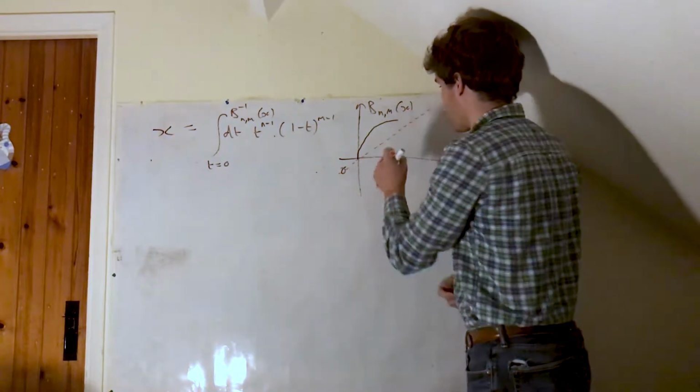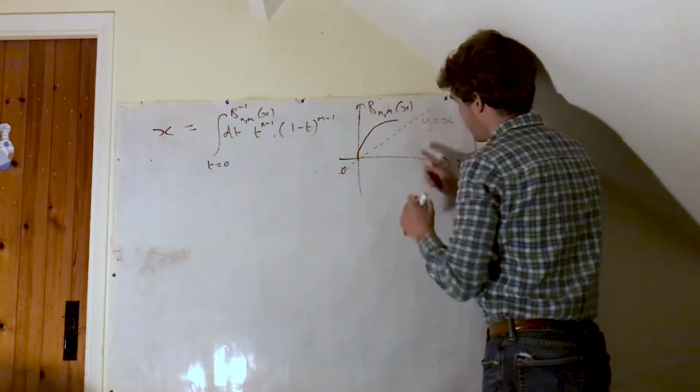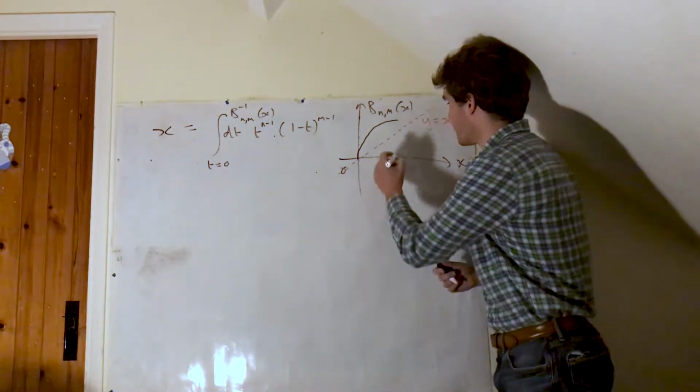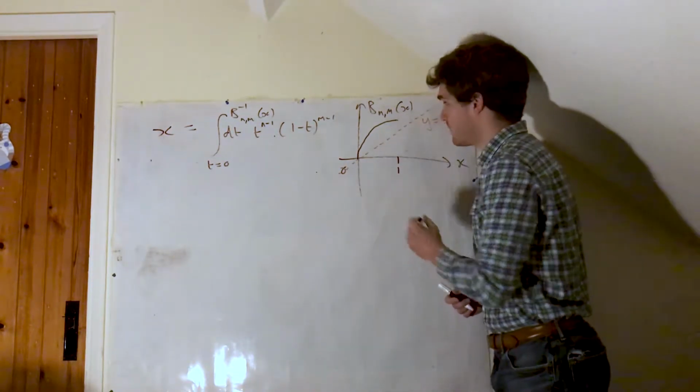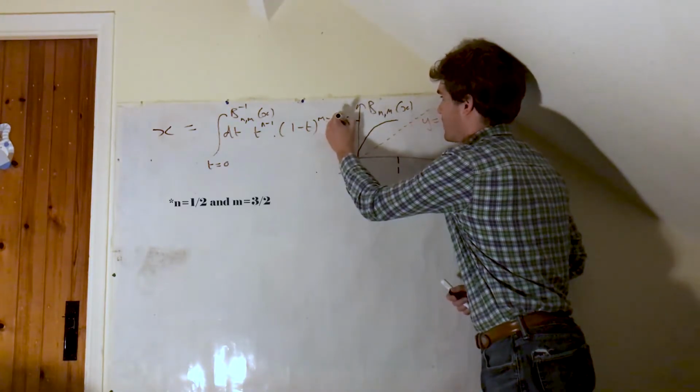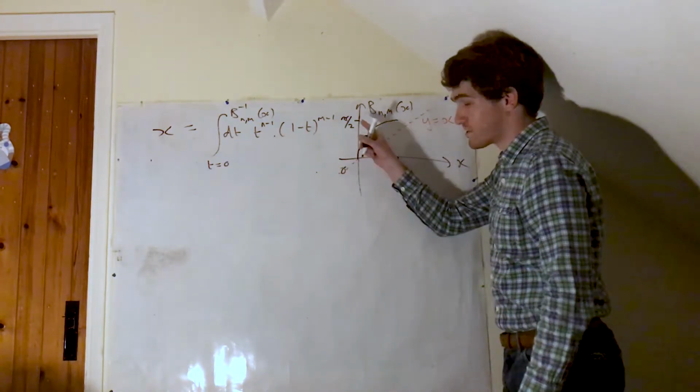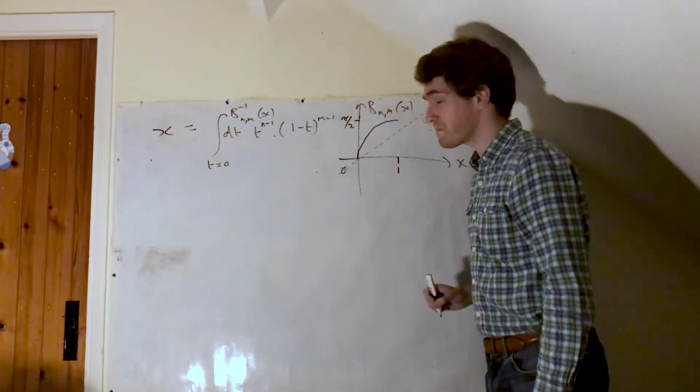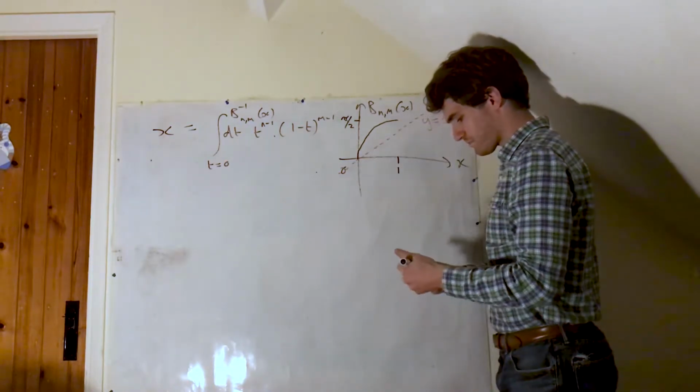Now we know this y equals x line actually falls below this function because the incomplete beta function, when x is 1, is equal to pi by 2. And of course pi by 2 is, last time I checked, greater than 1. So it looks like this.